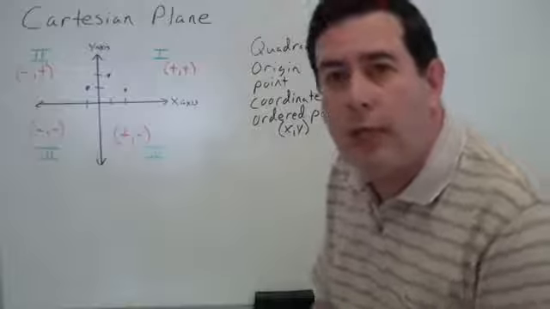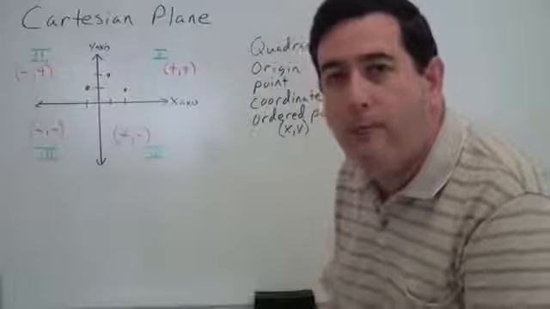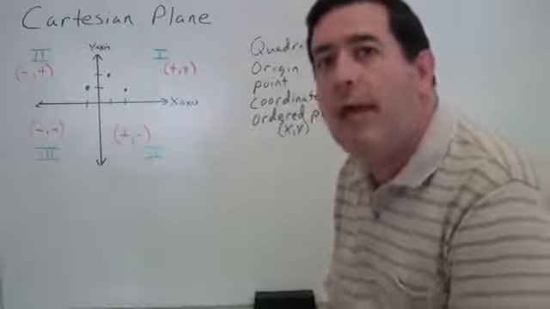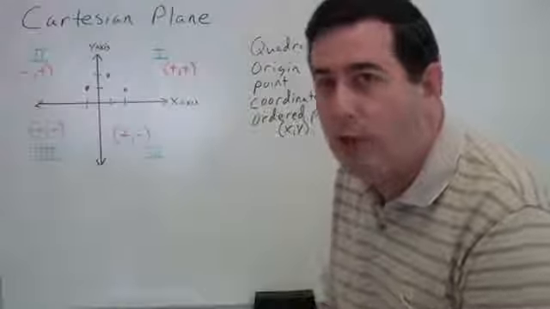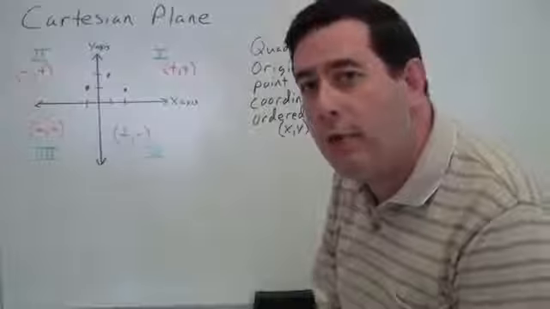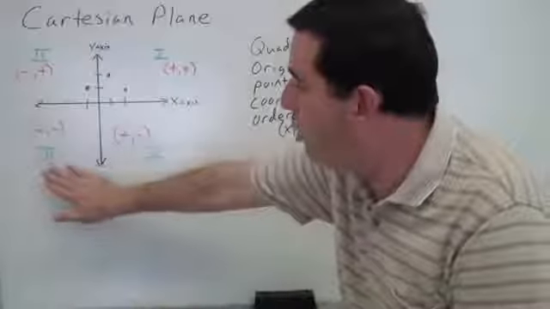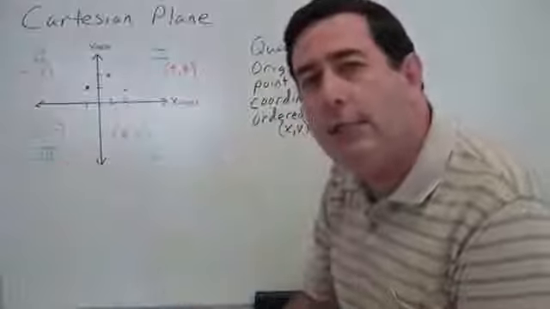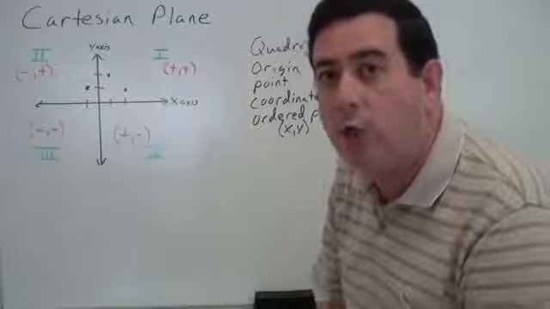Those quadrants just let us more efficiently talk about different parts of the picture. If I said to you, look at the first quadrant, then hopefully you're looking here. While if I say to you, look in the third quadrant, hopefully you're looking there. Lets us more efficiently talk about our picture.